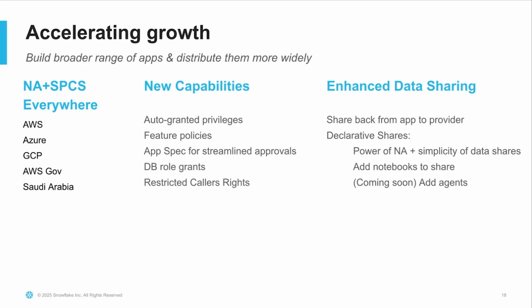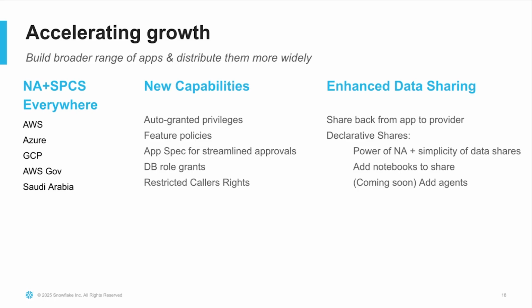So first, native apps were born as an enhancement of data shares. The provider shares data with the app, adds analytics, and provides it to the consumer. Now you can share back from the app to the provider as well. And that opens up a whole new set of capabilities where you can work more collaboratively with the consumer of your app.